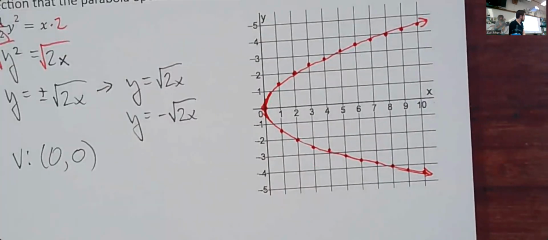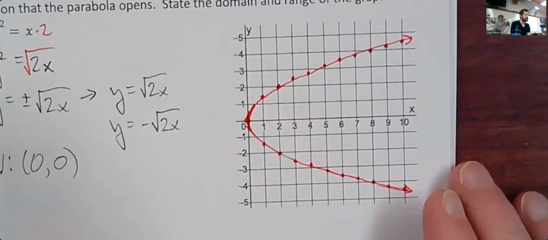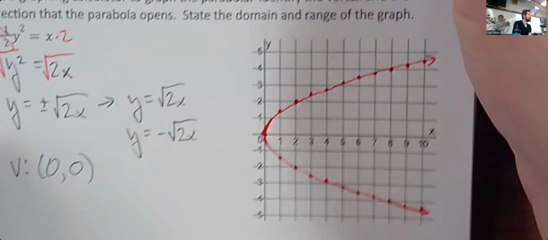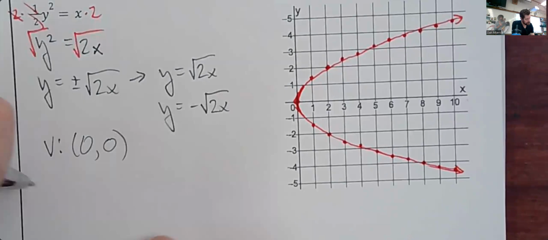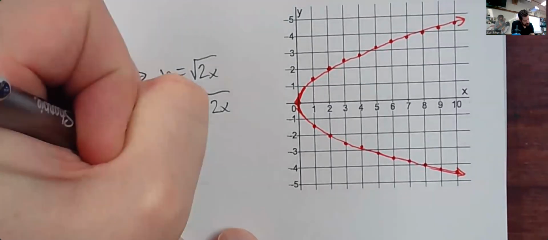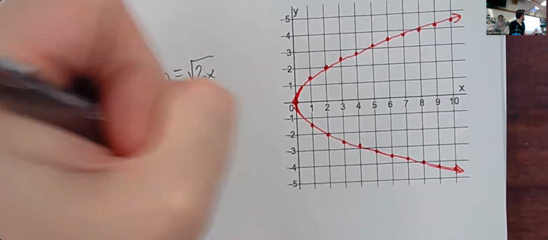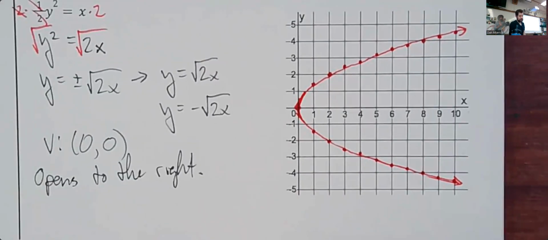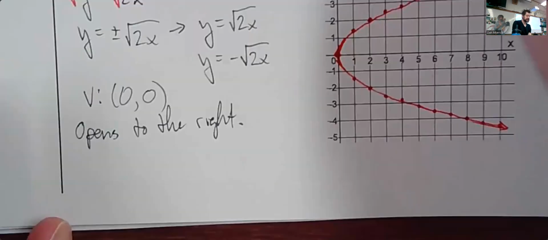All right. What direction does this parabola open? Opens to the right, yeah. So opens to the right, where before we would usually say opens up or opens down, but because it's a sideways parabola, it's going to open left or right. This one opens to the right.